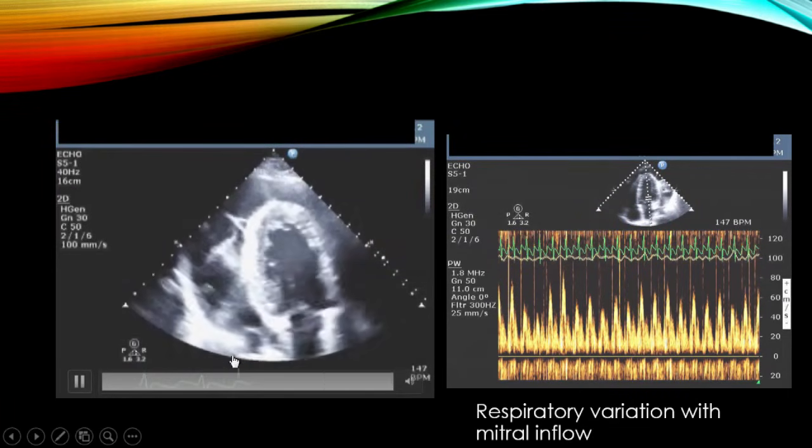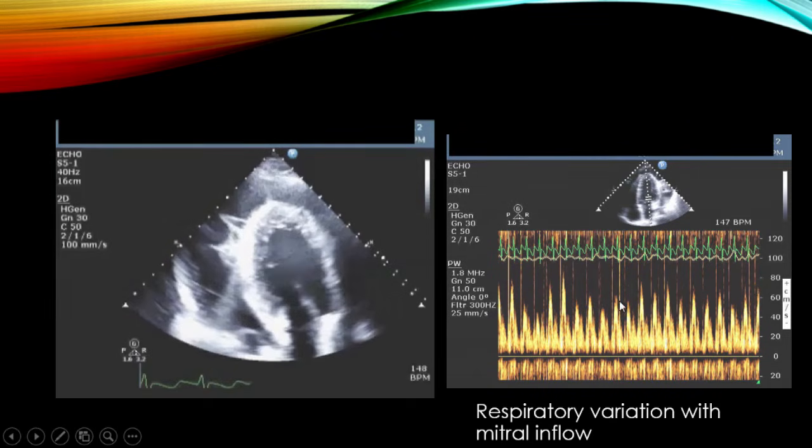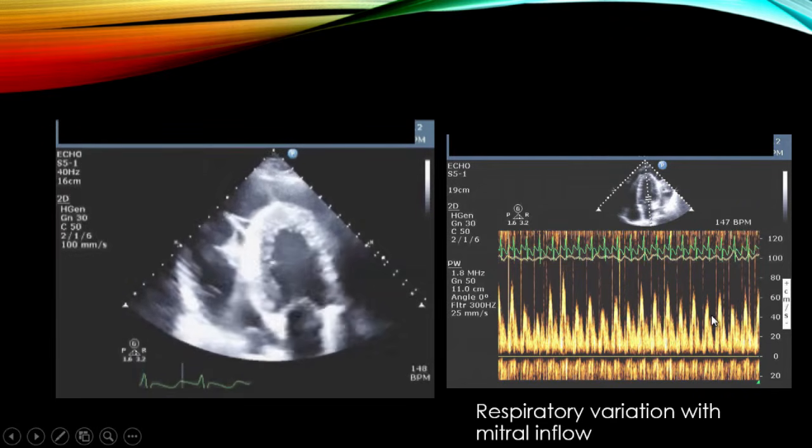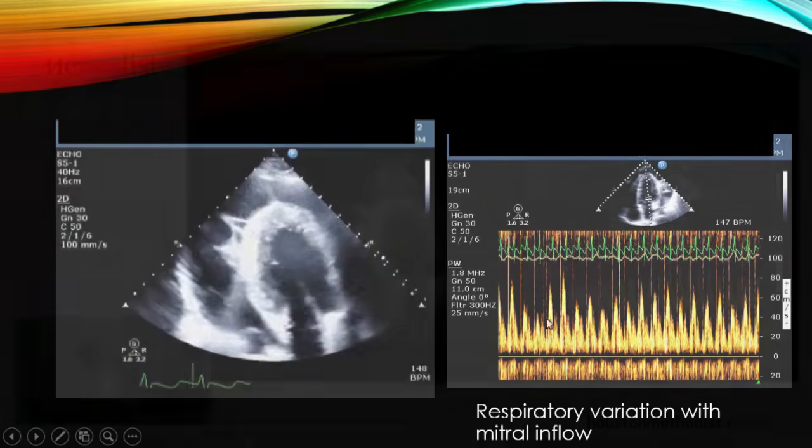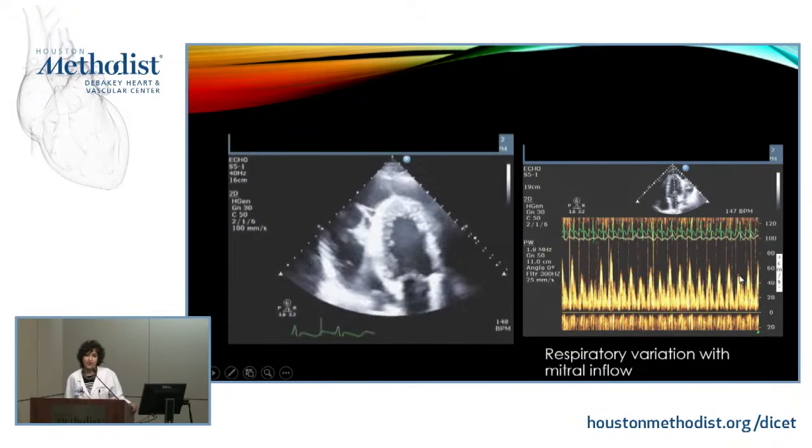Again, in this view, you can see fibrinous stranding. You're seeing the LV function is a little depressed. And then you're seeing the classic findings here of variation in mitral inflow. Unfortunately, we don't have a great respirometer, and the patient is pretty tachycardic, but you can see there is more than 25% variation. So what are we looking for?